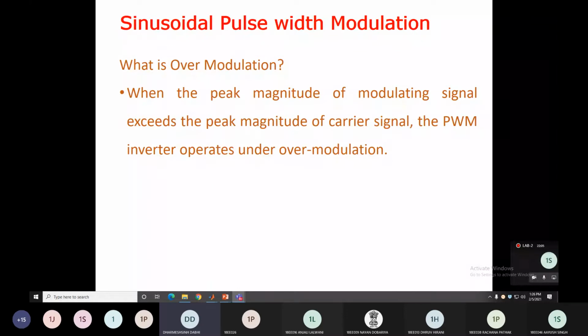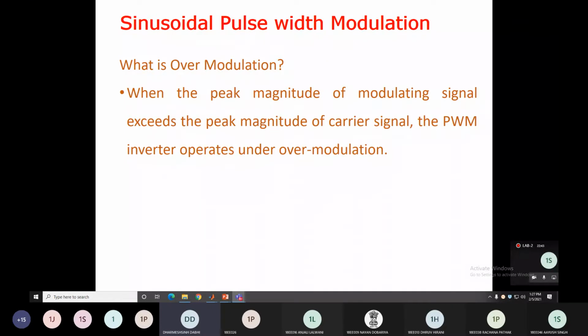Now let's see the case of overmodulation. What is called overmodulation? As we know, in all the PWM techniques, whether it is sinusoidal single pulse width modulation, multiple pulse width modulation, or sinusoidal pulse width modulation, one thing to remember is that the peak magnitude of the modulating signal is always less than the peak of the carrier signal. But suppose the peak magnitude of the modulating signal, meaning your reference signal, is more than the peak magnitude of the carrier signal. In that case, your PWM inverter is operated in overmodulation.